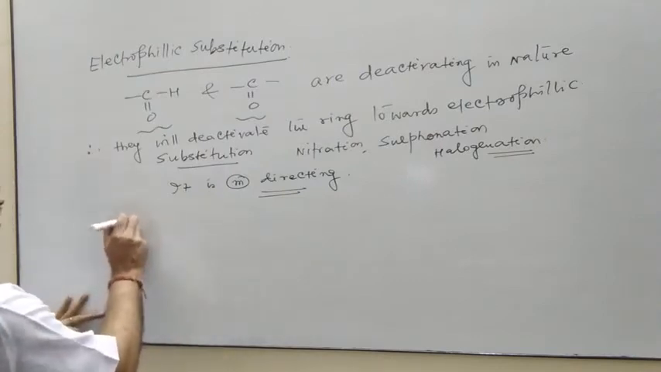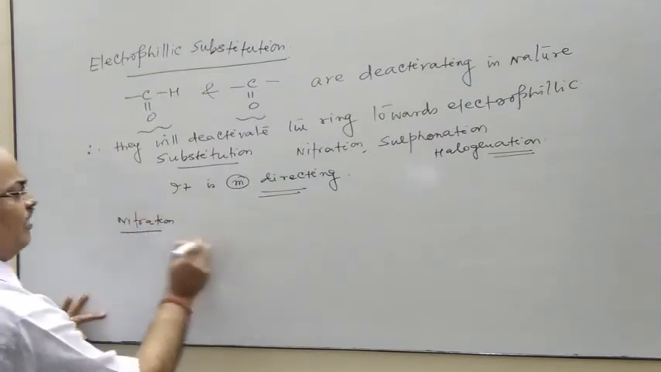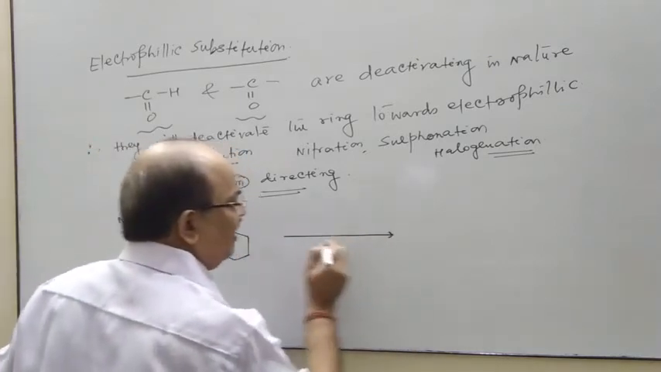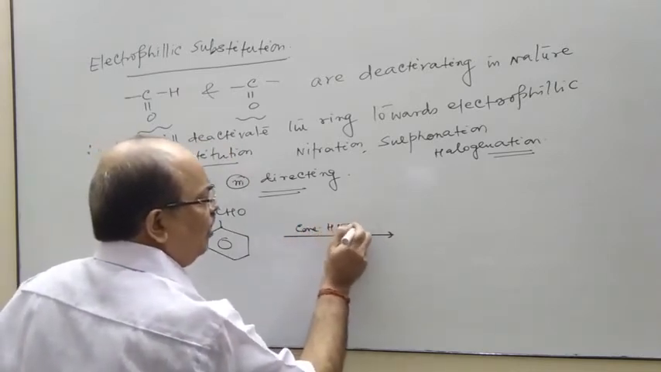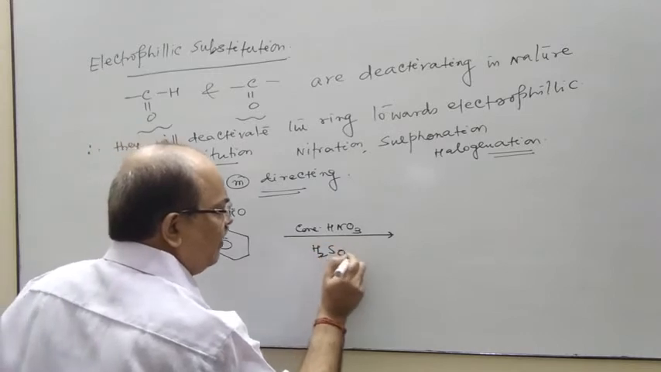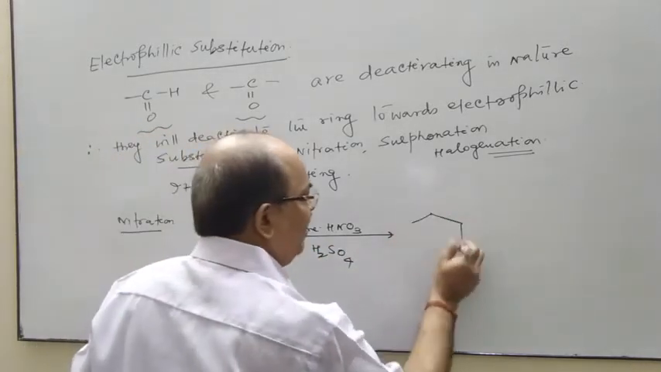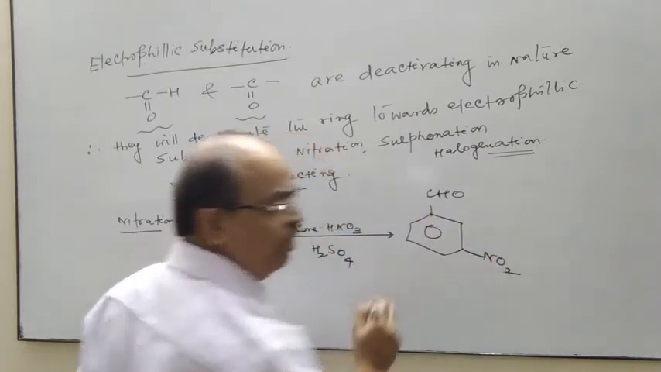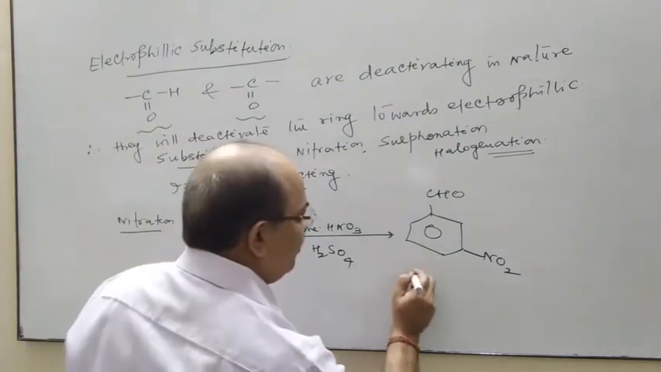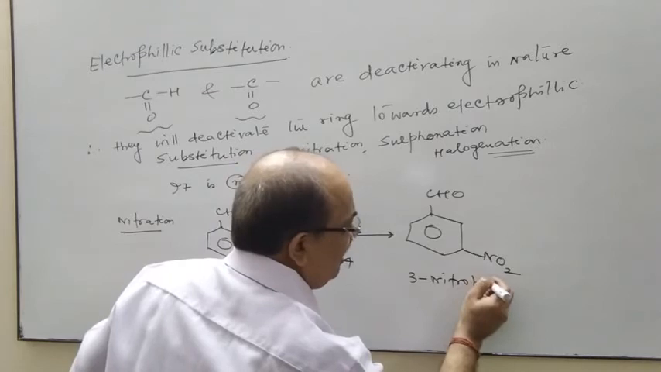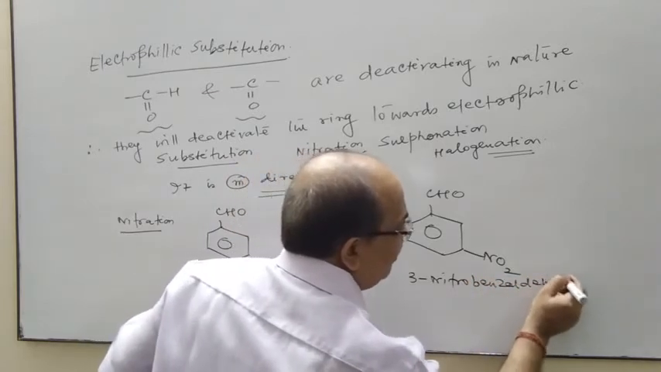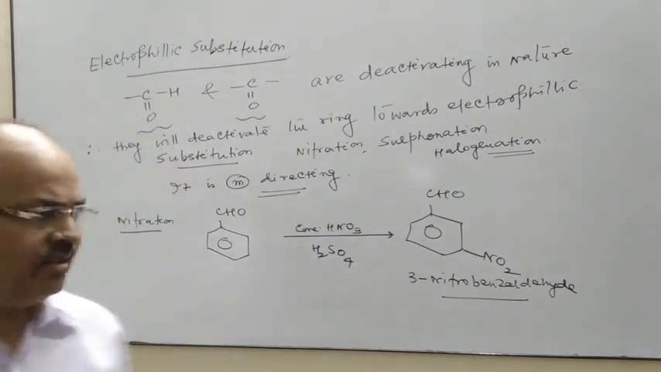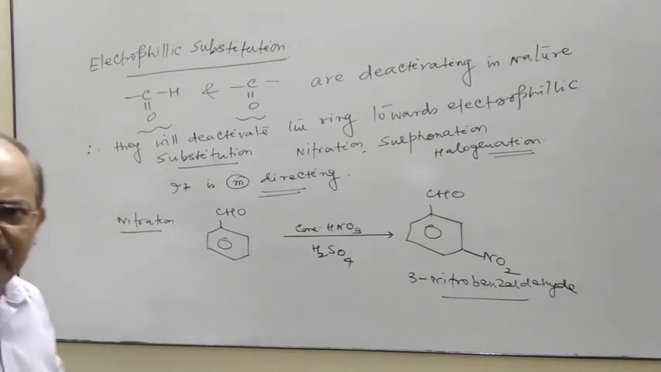Now let us see nitration. Say this is benzaldehyde. When this benzaldehyde is heated with concentrated nitric acid and sulfuric acid, on the meta position we have the nitro group. So the product formed is 3-nitrobenzaldehyde, or we can say meta-nitrobenzaldehyde.